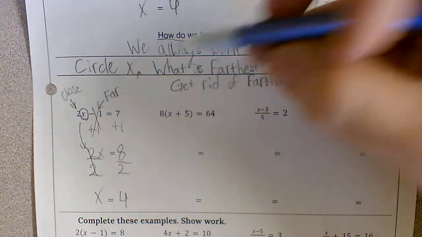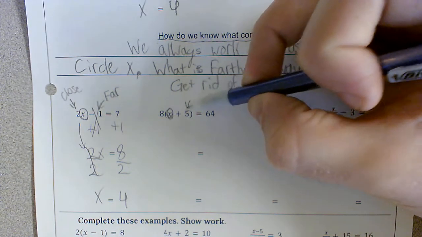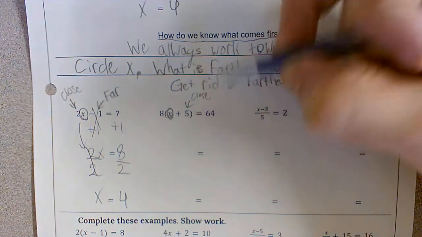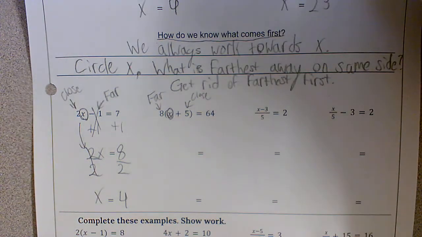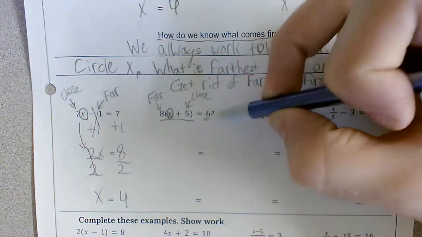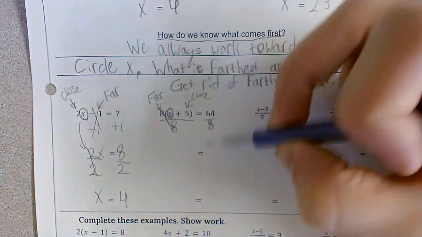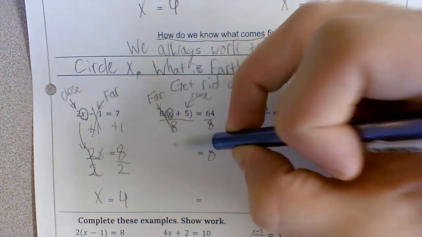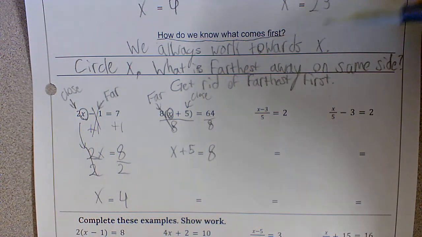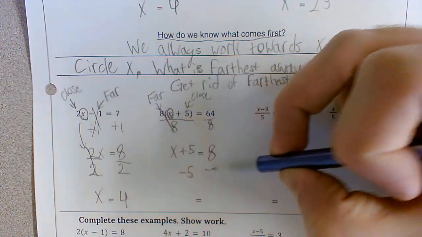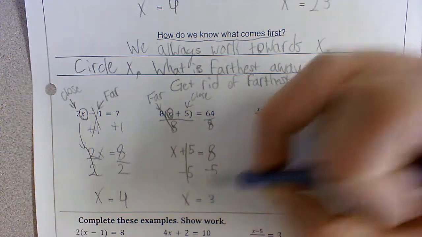Next one up. Circle my x. Because they're in parentheses, this 5 is close. This 8 is far. So the 8's got to go first. We divide both sides by 8. 64 divided by 8 is 8. I get x plus 5. We subtract 5 from both sides, giving me 3 and x.